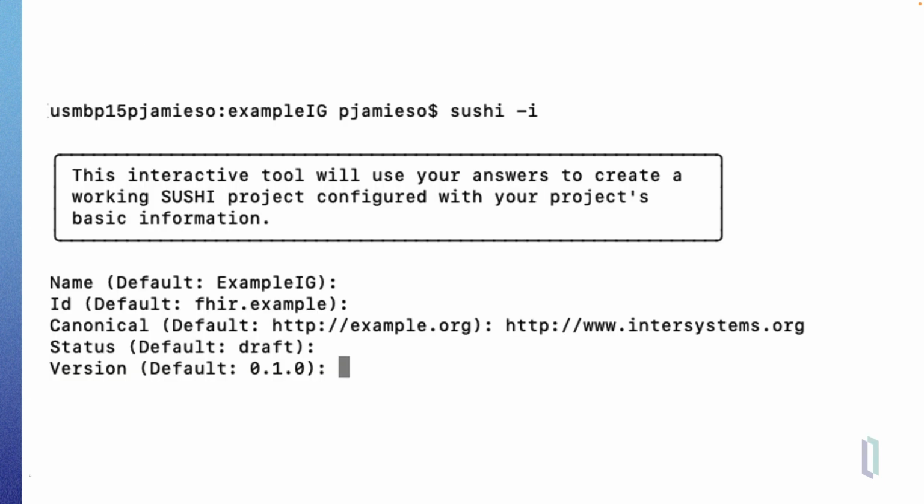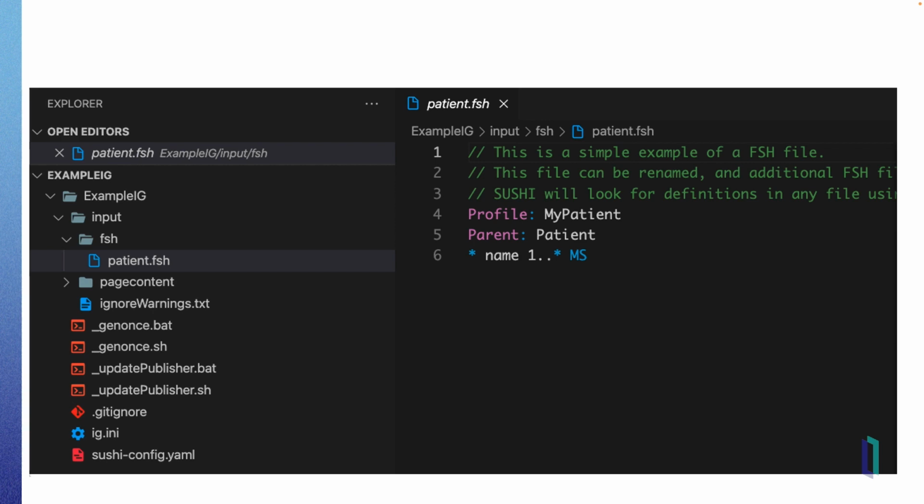Sushi sets up a skeletal structure of the project with all the folders and files that you will need. So here we're going to use this interactive tool at the command line to create an example IG, or an example implementation guide. Here's what Sushi generates in terms of a template structure in Visual Studio Code. And we could start then from this template structure.